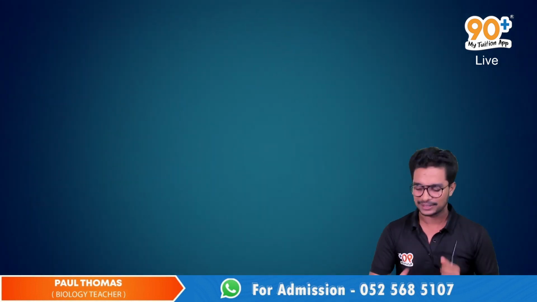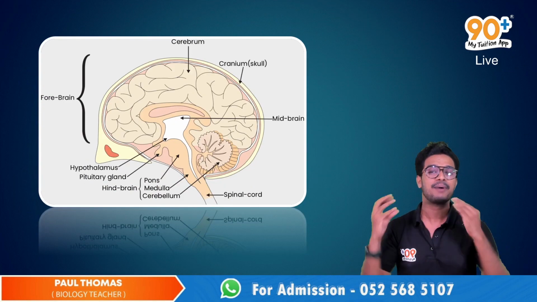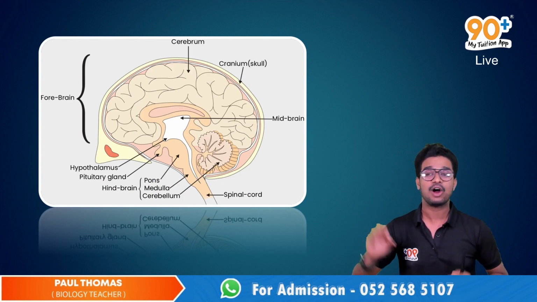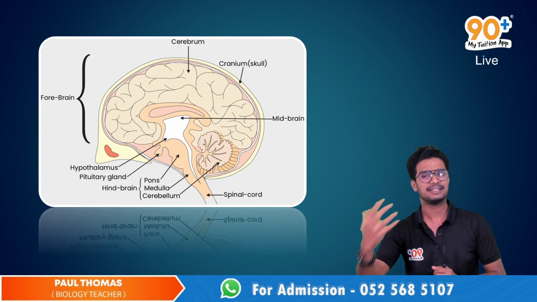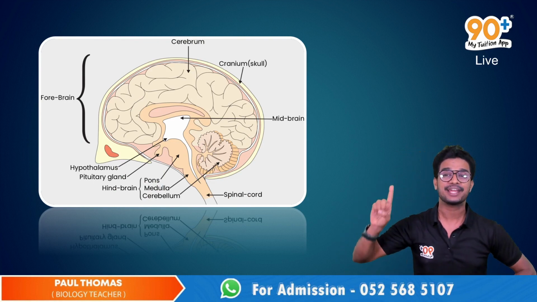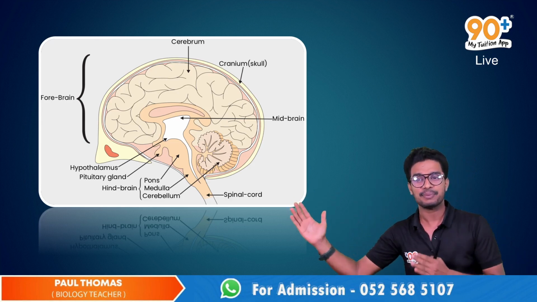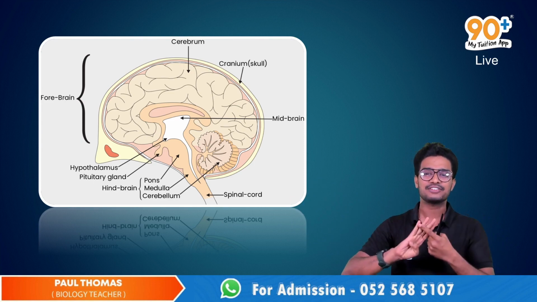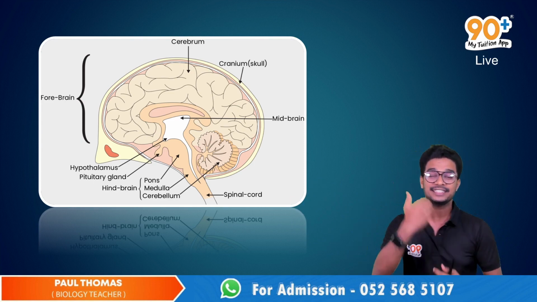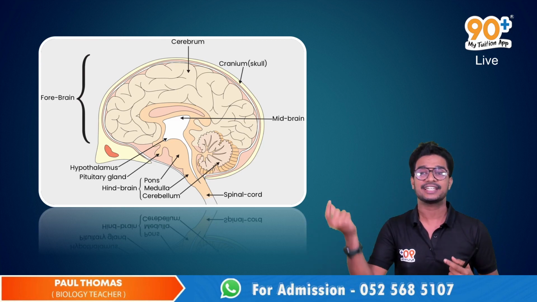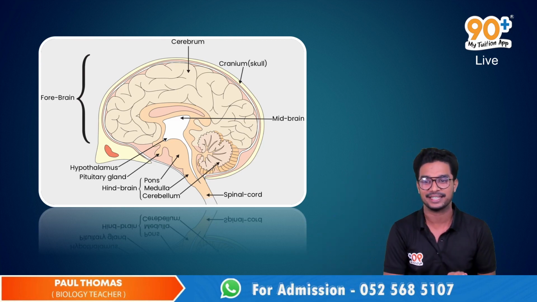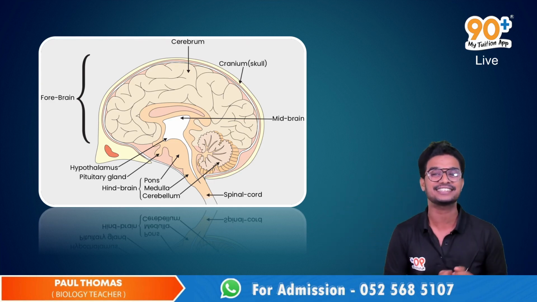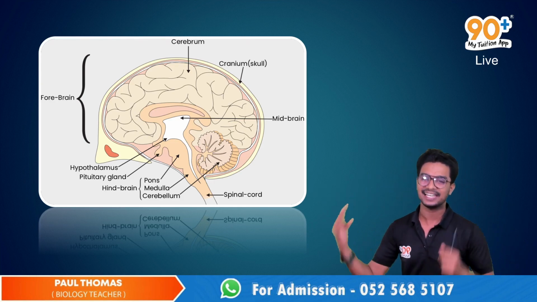Before moving on to this question, we need to discuss the parts of our human brain. We know the human brain can be divided into three parts, namely forebrain, midbrain, and hindbrain. The forebrain consists of cerebrum, thalamus, hypothalamus, and some teachers also instruct you to put the pituitary gland into the forebrain part. And finally the hindbrain. The hindbrain consists of three parts, namely pons, medulla, and cerebellum.